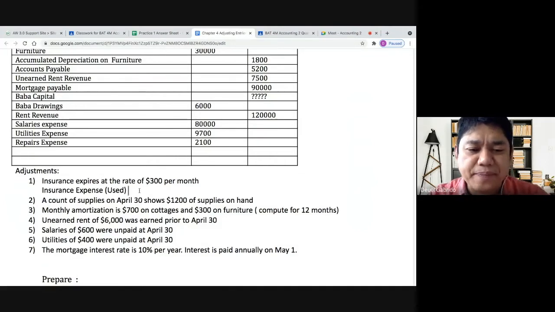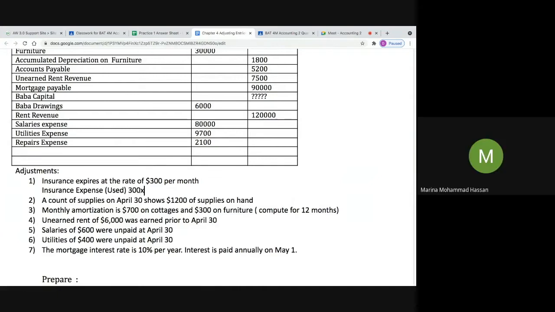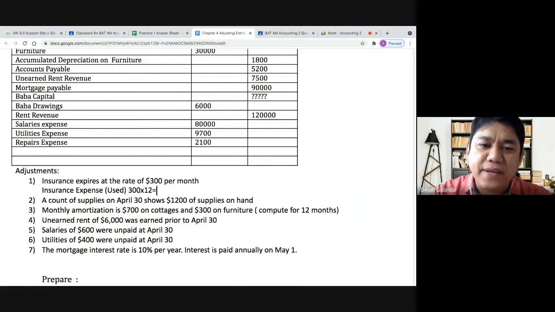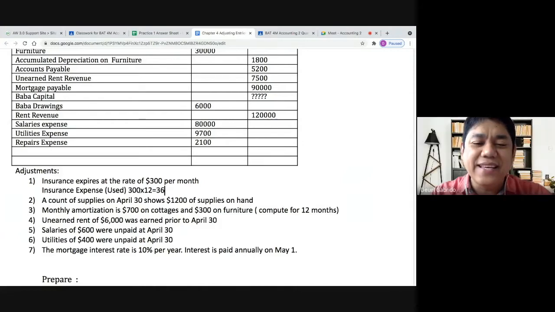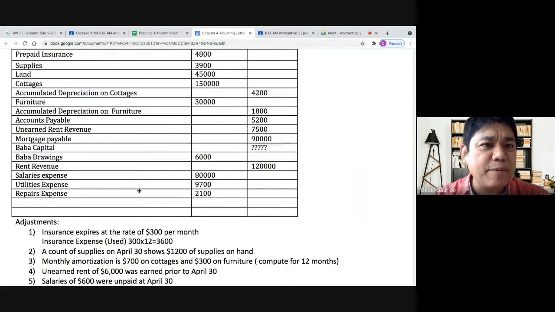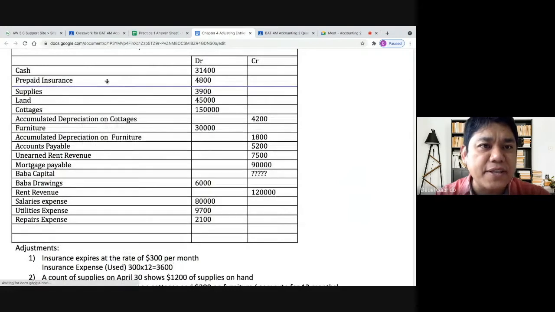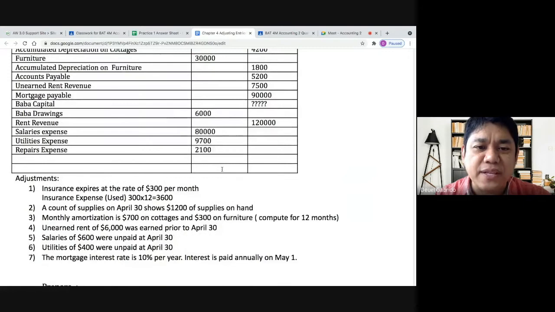What shall we do? 300 multiplied by 12. Perfect. Very good. And what's your answer? 300 times 12 is 3,600. And that is the amount of the insurance used for the whole year. How much is the prepaid insurance that we have? Originally, it's 4,800, right? So we use 3,600.